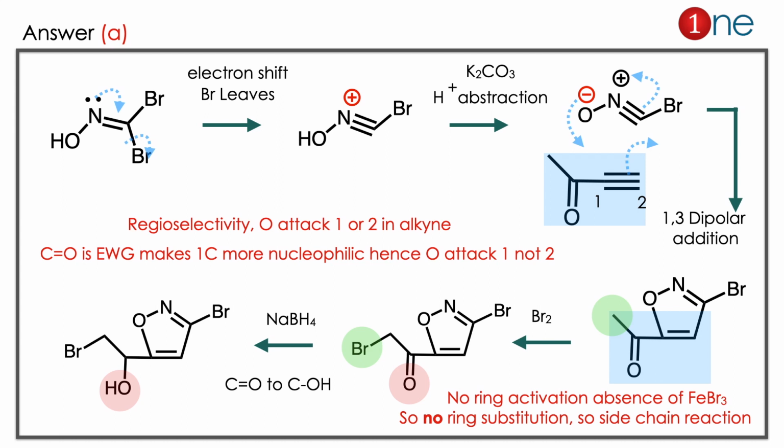Next step you are using bromine. Whether bromine will add on the ring or on the side chain is the question. Here you are not using any ring activation with a Lewis acid, there is no Lewis acid like FeBr3. So no ring substitution, only side chain reaction. So bromine is substituted on the side chain. Next step you are using sodium borohydride, which will selectively reduce only the carbonyl group. So it reduces C=O to CH-OH. So the answer is clearly A.